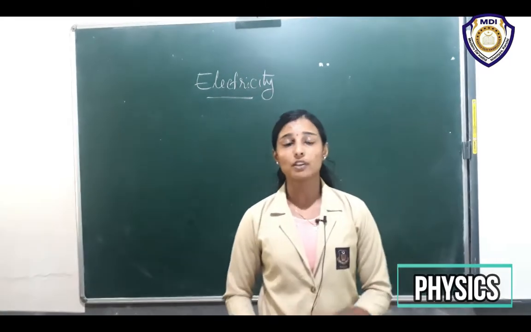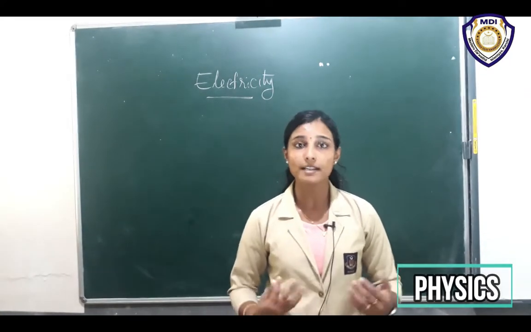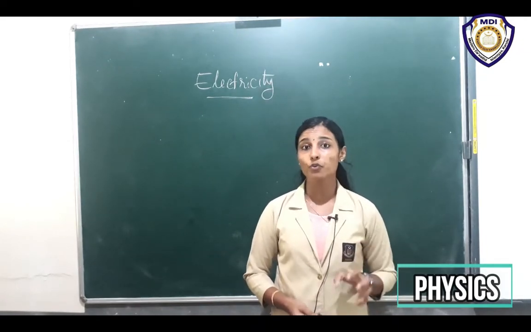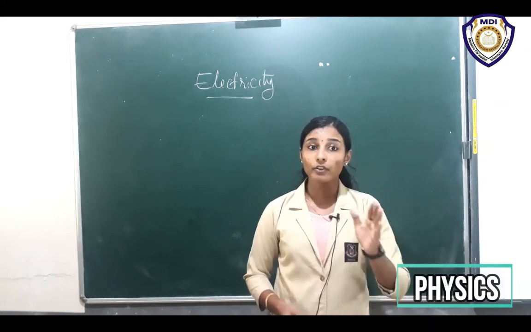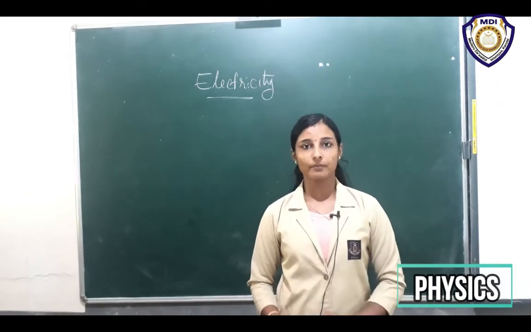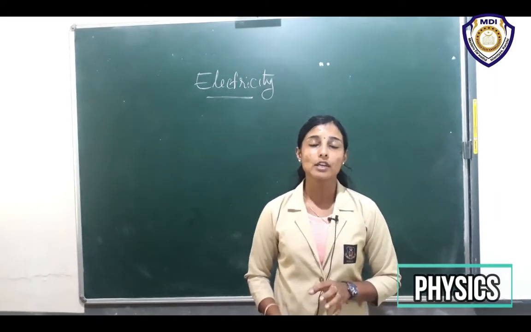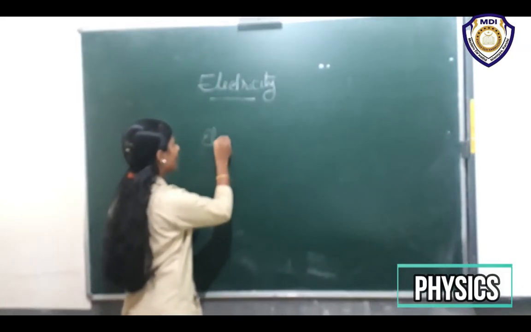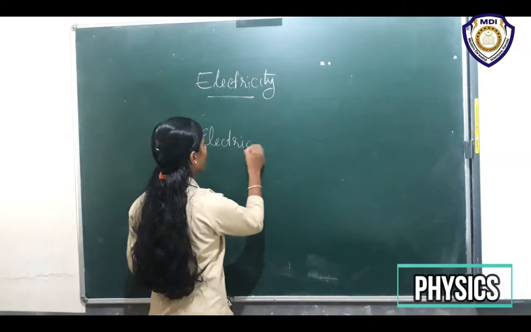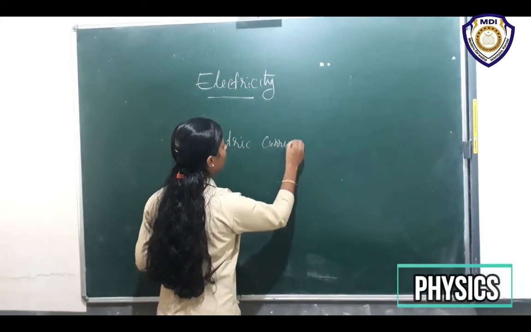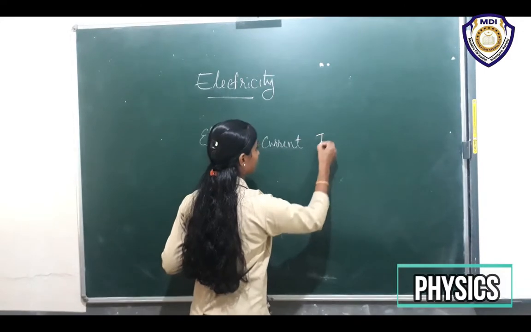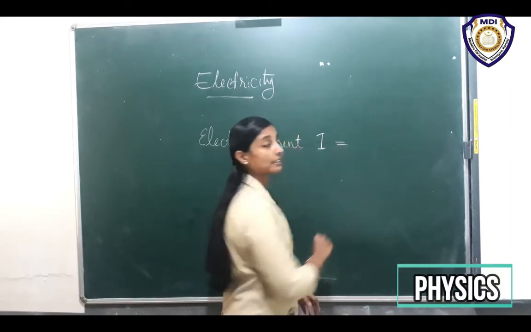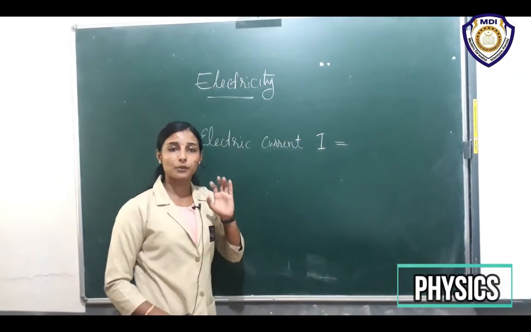Okay, so now we will talk about what constitutes electricity, or what is electricity. Electricity is nothing but the rate of flow of charge. That means the flow of charge per unit time. That is our electricity. Electric current is generally denoted by the letter I. I is electric current, and it is nothing but the flow of charge per unit time.